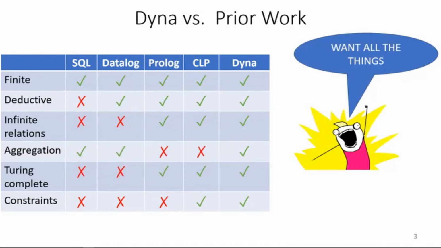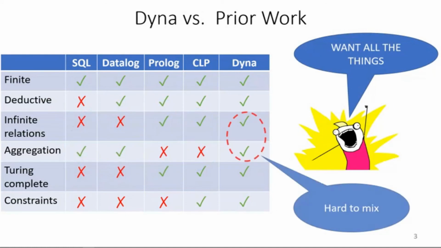Now, as you might have guessed, we would like to support all of this in Dyna. And the reason this hasn't been done before is that aggregation and infinite databases are somewhat difficult to mix. So why is aggregation and infinite relations hard to mix?